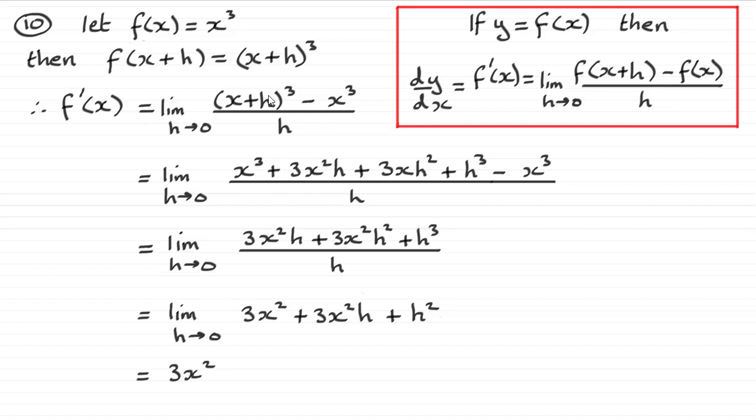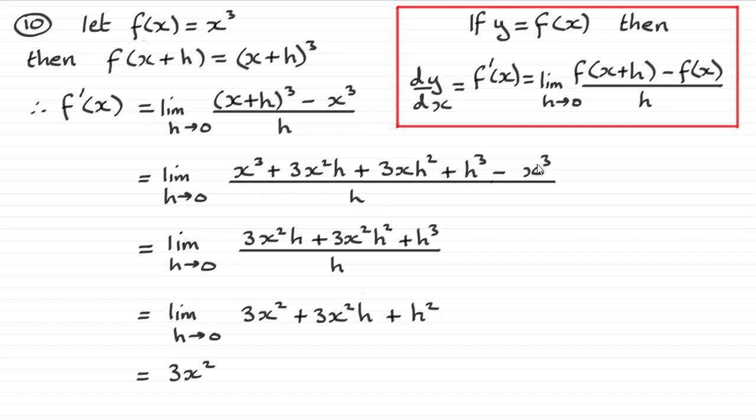And the h, you do h to the power 0 here, h to the power 1, h to the power 2, h to the power 3. So I'm assuming anyway that you're familiar with using Pascal's triangle to expand x plus h all cubed. Okay, and then we've got minus x cubed on the end, all divided by h.